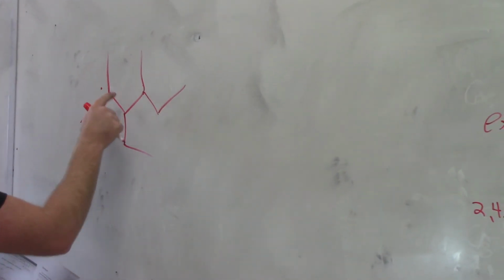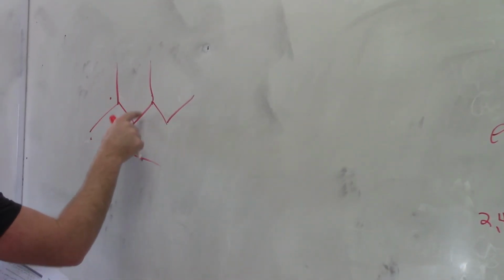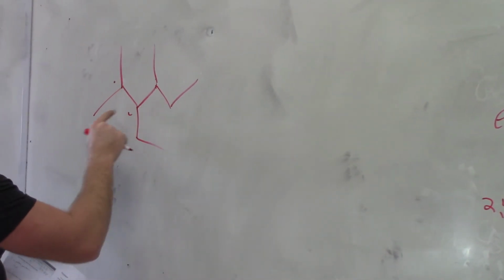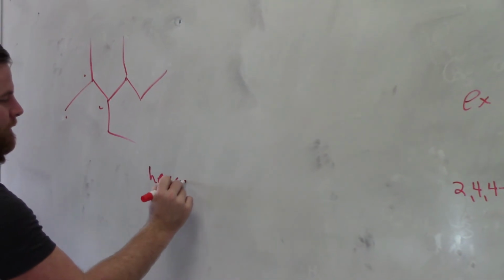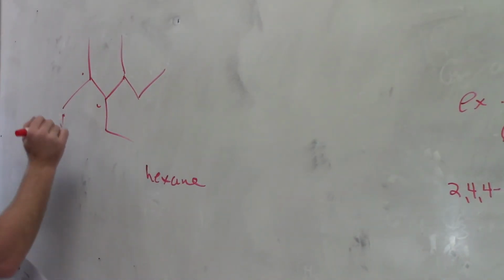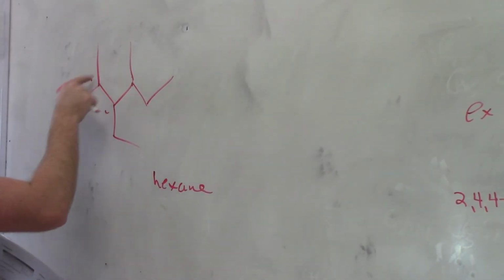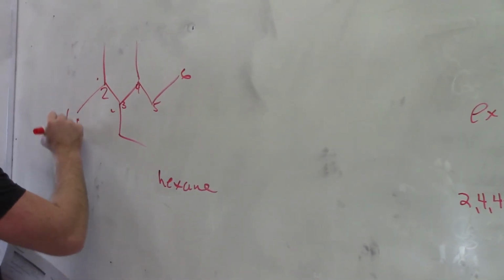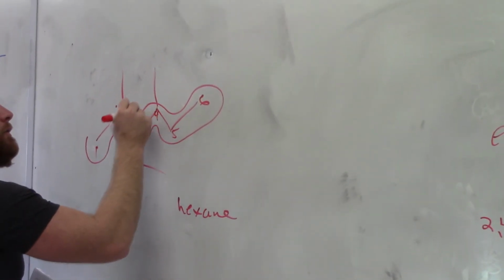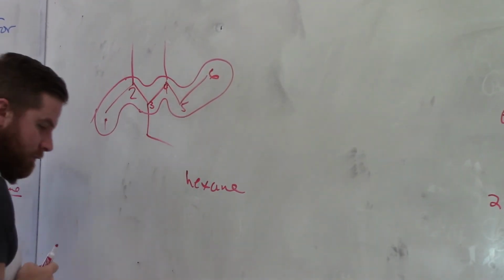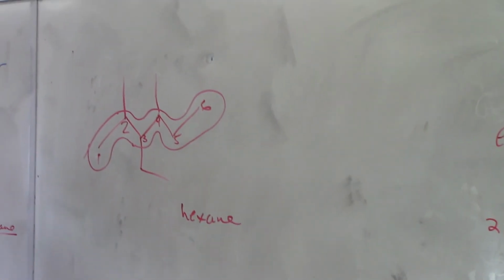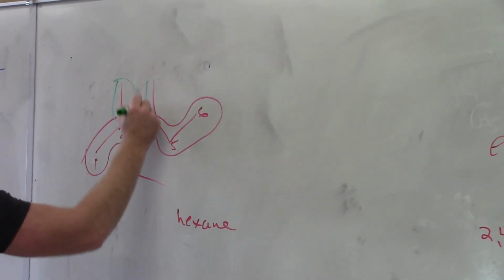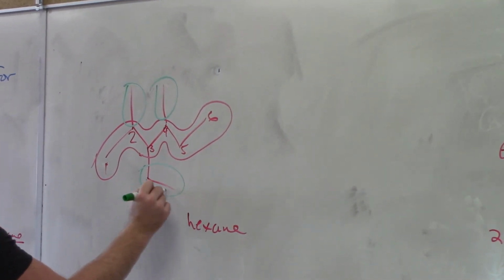Okay, let's look at this one. So this is 1, 2, 3, 4, 5. 1, 2, 3, 4, 5, 6 again. So this is going to be 1, 2, 3, 4, 5 here. So this is again going to be hexane. And this is going to be my carbon 1 because this side branch is closest to this terminal carbon. So that is my parent chain. Okay, and then I have side branches here, here, and here.